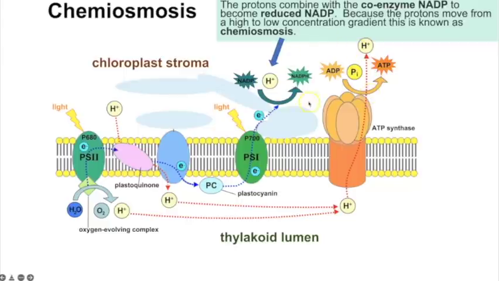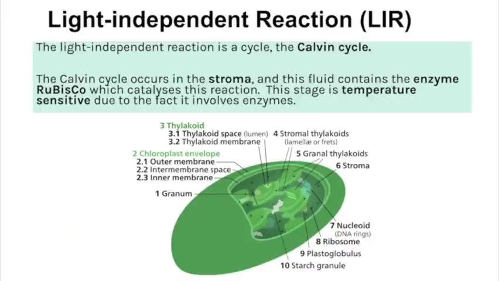We then have the protons back on the stroma side, and this is how we create NADP that is reduced, or reduced NADP. So the NADP coenzyme picks up the electrons from the end of the electron transport chain. It picks up the protons after they've passed through ATP synthase, and that reduces NADP, which makes it NADPH. So now we've created ATP and reduced NADP.